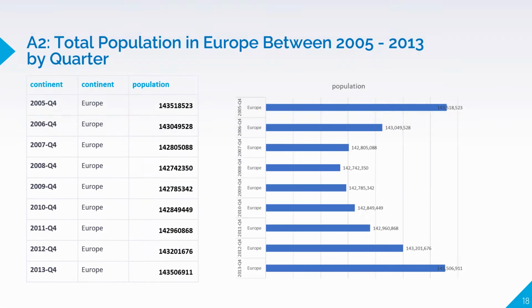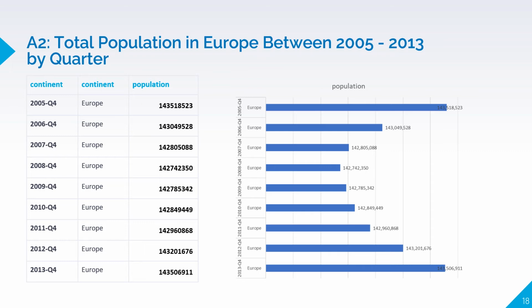Our second question analyzed the total population in Europe from 2005 to 2013. The results were then listed quarter over quarter. Between the years 2005 and 2013, Europe had a sharp decline in their total population, with a population of 142 million in year 2008 when the recession began. In the recovery period up to 2013, Europe's total population had increased.